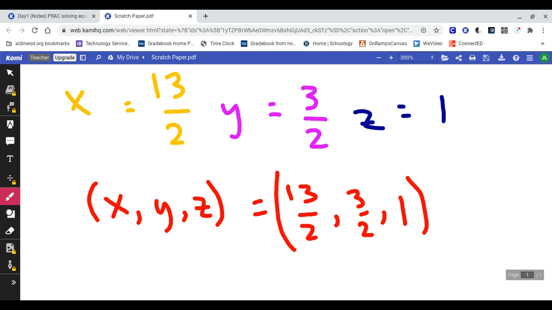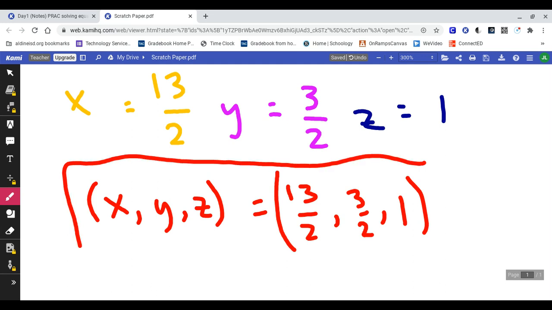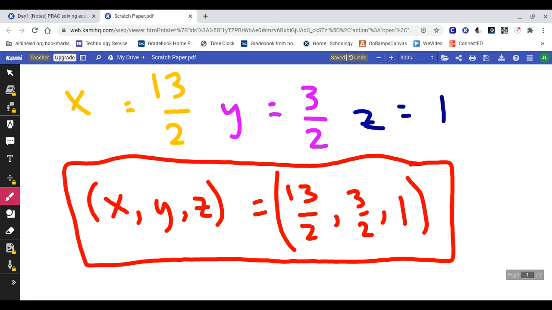If we're going to write it grouped up like that, it's just important that you make sure that you write the numbers in order. So let's look at one more example of this. We'll make it one that's slightly more complicated.